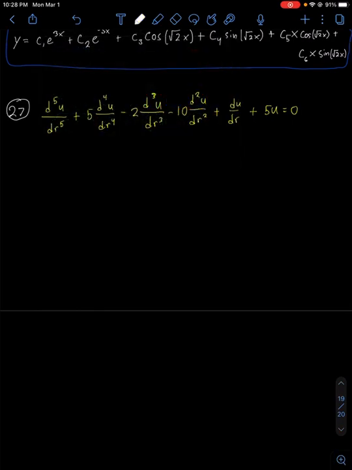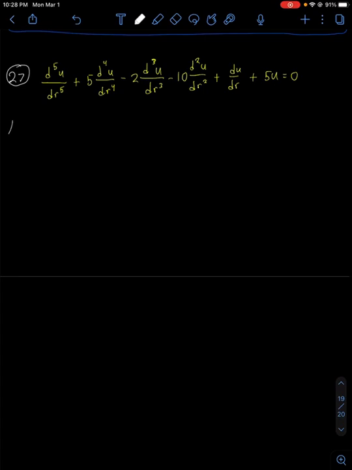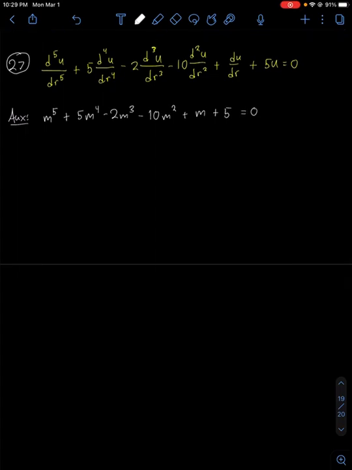This is going to be the auxiliary equation. On the right, m to the fifth plus 5m to the fourth minus 2m cubed minus 10m squared plus m plus 5 equals 0. Okay, let's try substituting a 1.